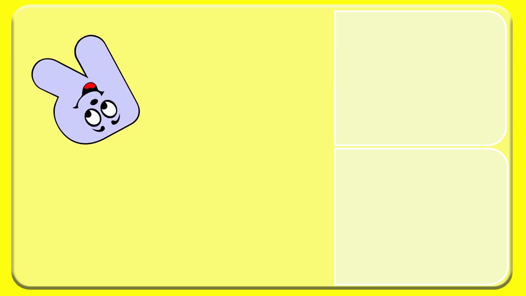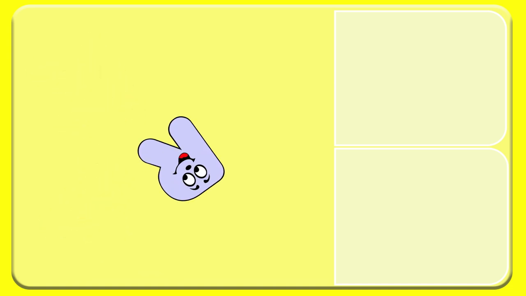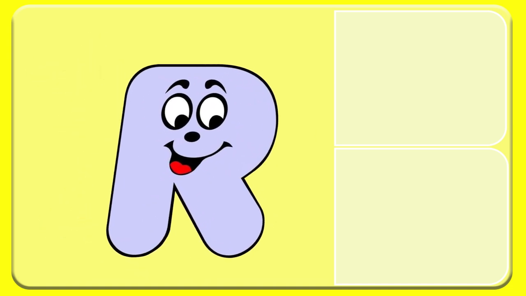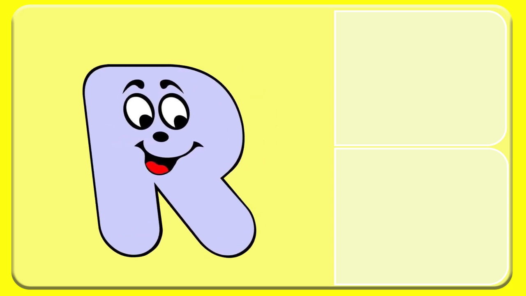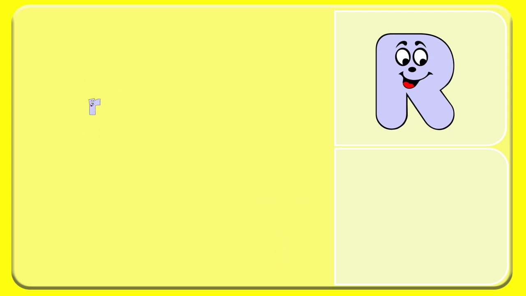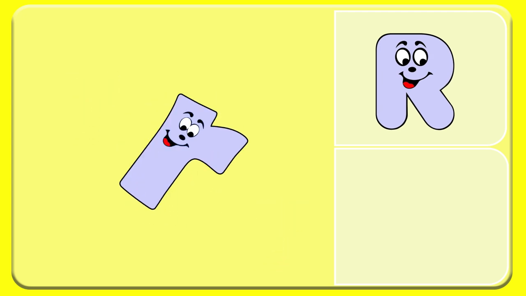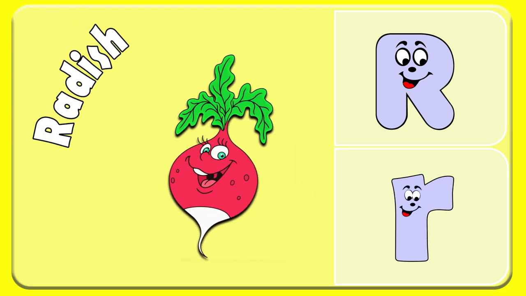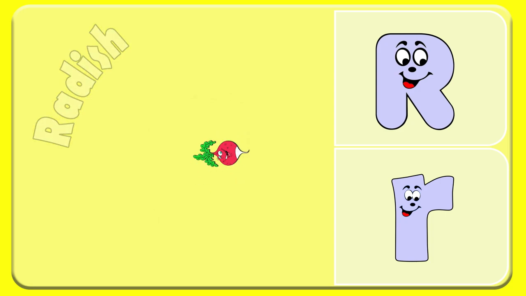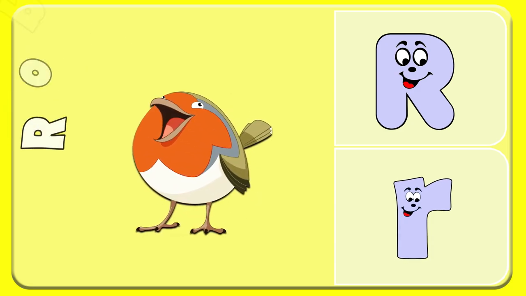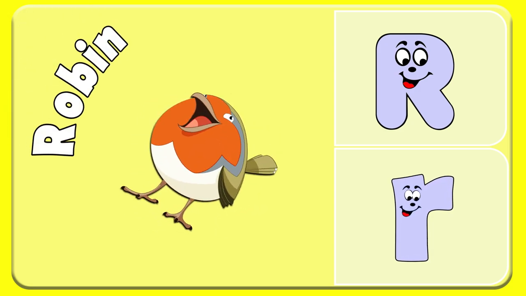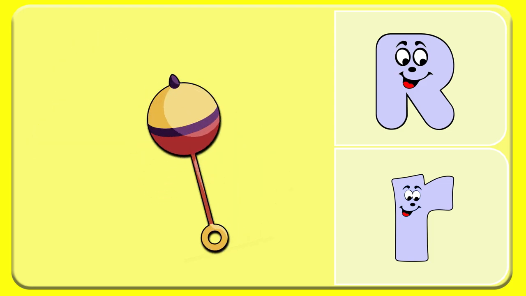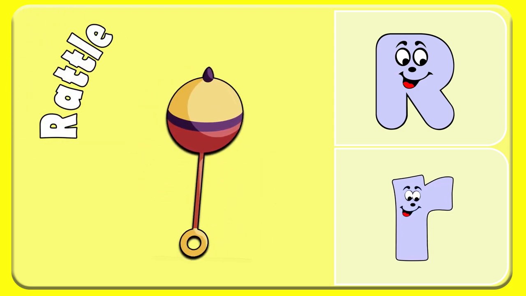Today we will learn alphabets and their sounds. Have you ever seen the letter R? Hi, I'm letter R. And my sound is R, R, R. And the words that start with me are radish, R, R, radish. Robin, R, R, robin. Rattle, R, R, rattle.